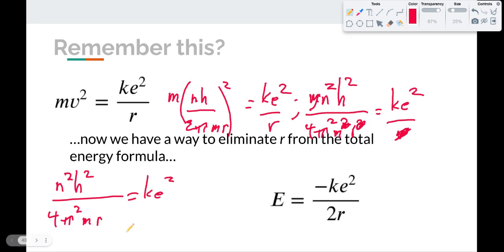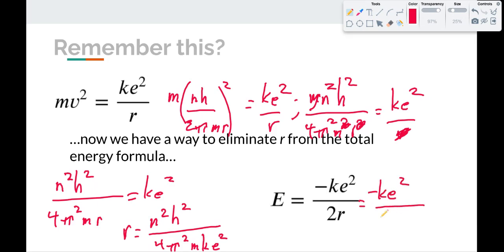And what you find out is that r, when you do a little algebra here, is n squared h squared divided by 4 pi squared m ke squared. So then you can substitute that into the overall energy equation and you don't have r anymore. So we can do that here. It's minus ke squared over 2 times r. But we know now that r is n squared h squared over 4 pi squared m ke squared.